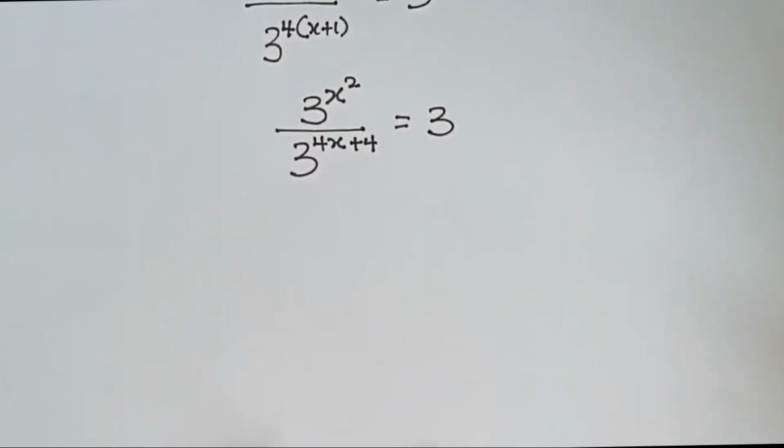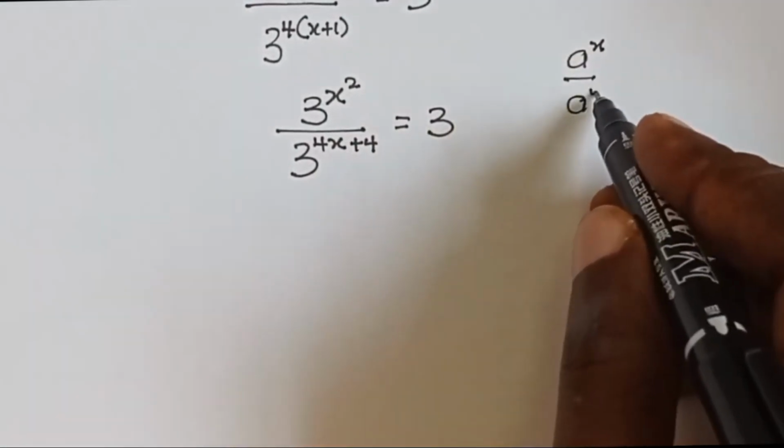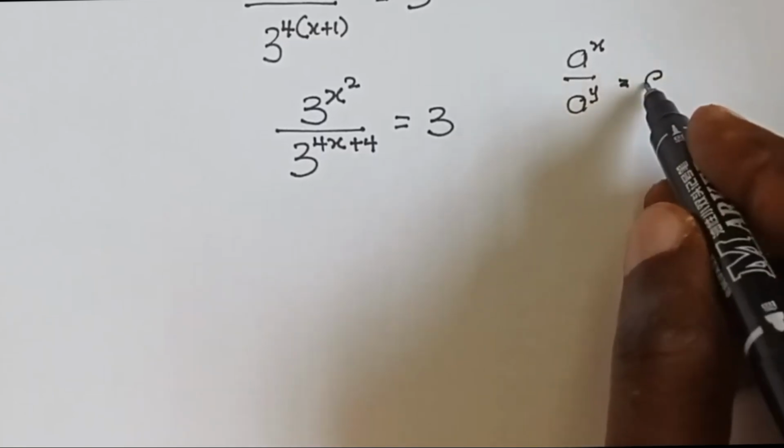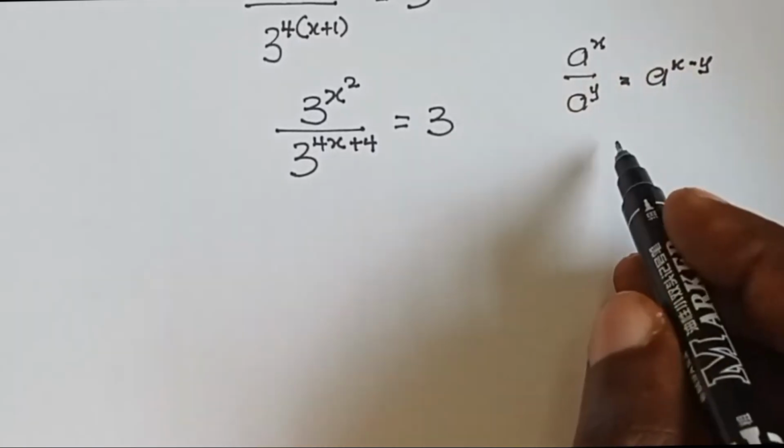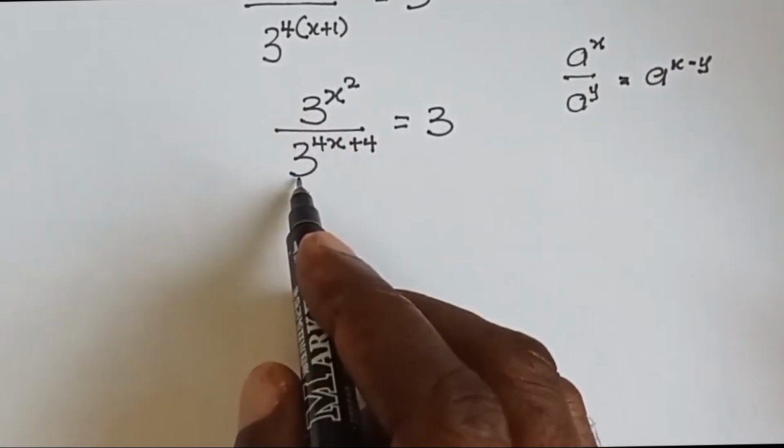Now from here we're going to apply one of the laws of indices or exponents. That says if we have a raised to the power x over a raised to the power y, it becomes a raised to the power x minus y. Okay, and that's what we are doing here, because the bases are the same. This is base 3, and this is also base 3.